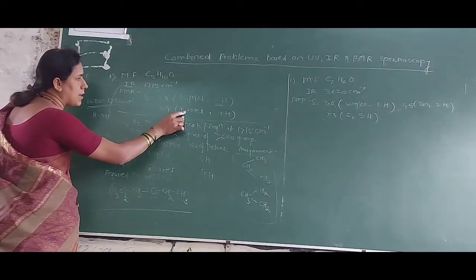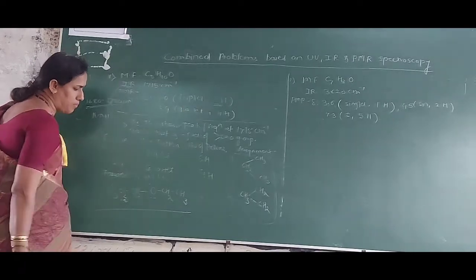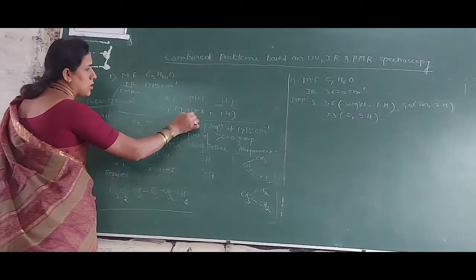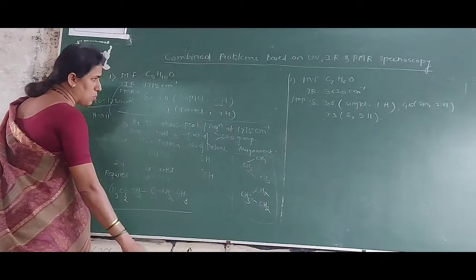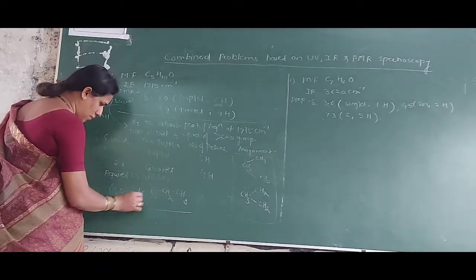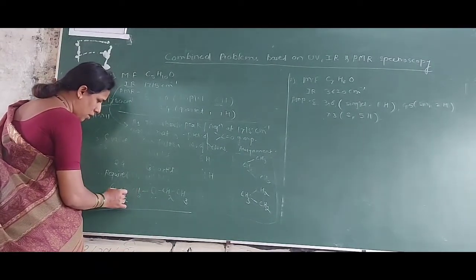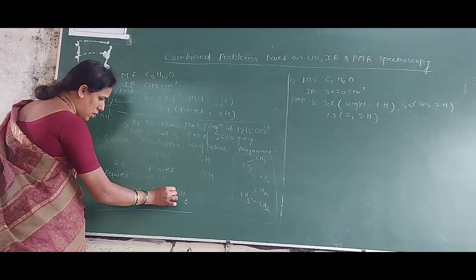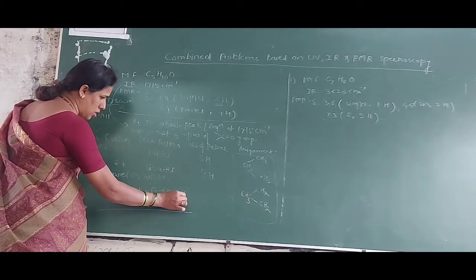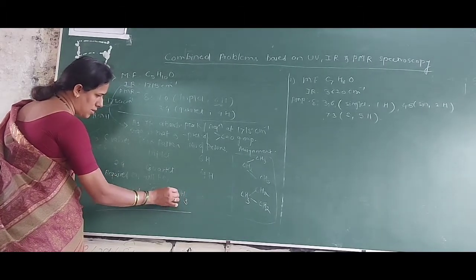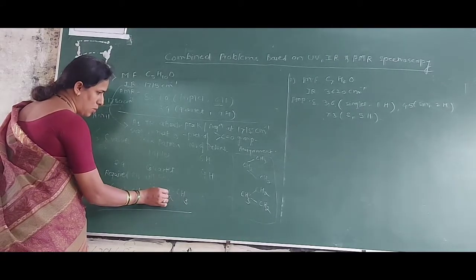The second assignment is the quartet, which is of CH2 groups, four times. Therefore, we can suggest here CH3, CH2 with a quartet, CH2 and CH3.